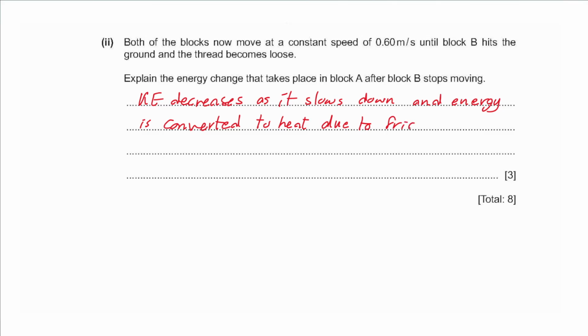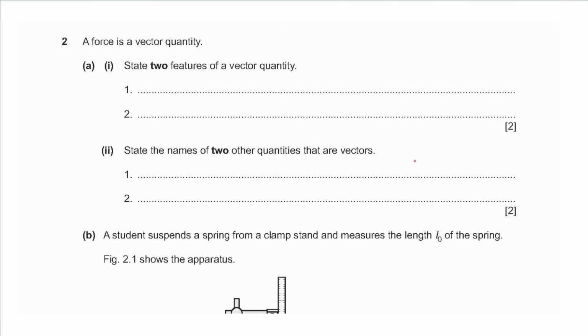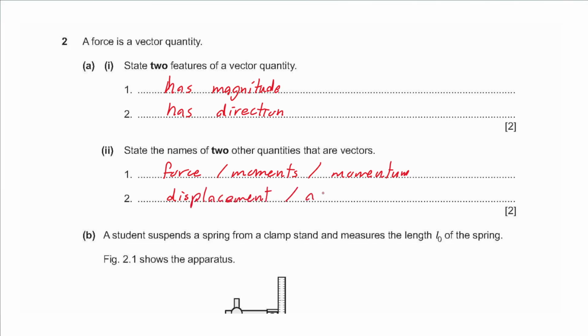So kinetic energy decreases as it slows down and energy is converted to heat, or thermal or internal energy, due to the frictional force. Question 2 says a force is a vector quantity. State two features of a vector quantity. It has magnitude, like all physical quantities, and it also has a direction, which is not for all quantities, only for vectors. State the names of two other quantities that are vectors. We have many quantities. We have forces, moments, momentum, displacement, or acceleration, but only mention two of those.